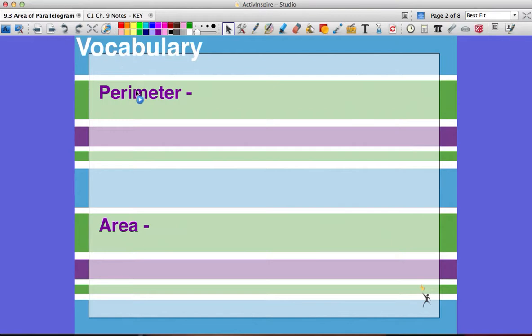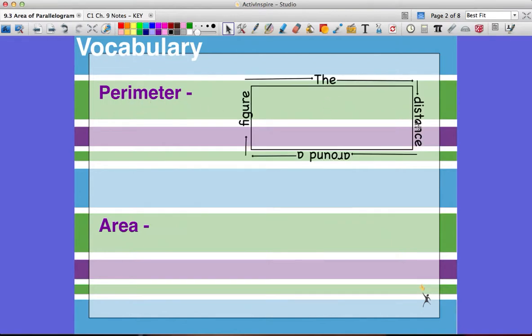First, the vocabulary. Perimeter is the distance around a figure. So if I'm looking for the perimeter of a figure, I'm finding out how long it would take me, or how much I would walk, if I started from the corner and walked around each side of the figure. Okay, so you can fill in this part of your vocabulary and then you can draw this as your example.